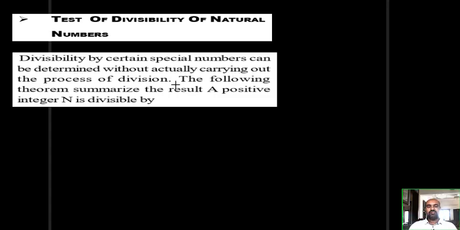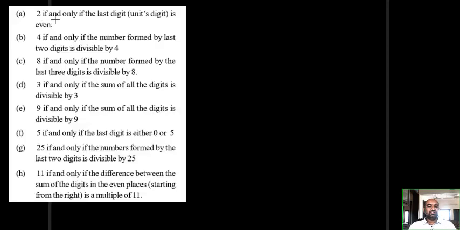The following theorem summarizes the result: a positive integer n is divisible by 2 if and only if its last digit, or unit digit, is even. For 4, if and only if the number formed by the last 2 digits is divisible by 4. Next is 8, if and only if the number formed by the last 3 digits is divisible by 8, and so on. Some rules are given. I want to prove them one by one. Students, the important thing here is that the number is in base 10.